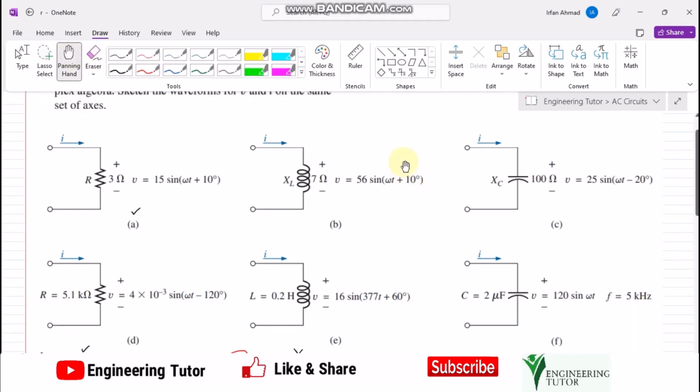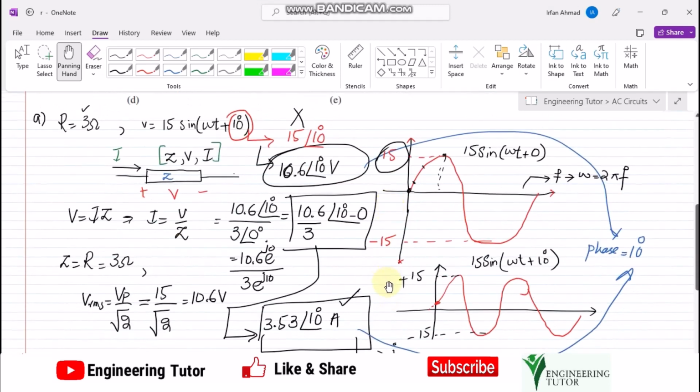So this is the current and voltage waveform, and this is all the other things which we have to find out in part A of this question. So I hope it is clear now.